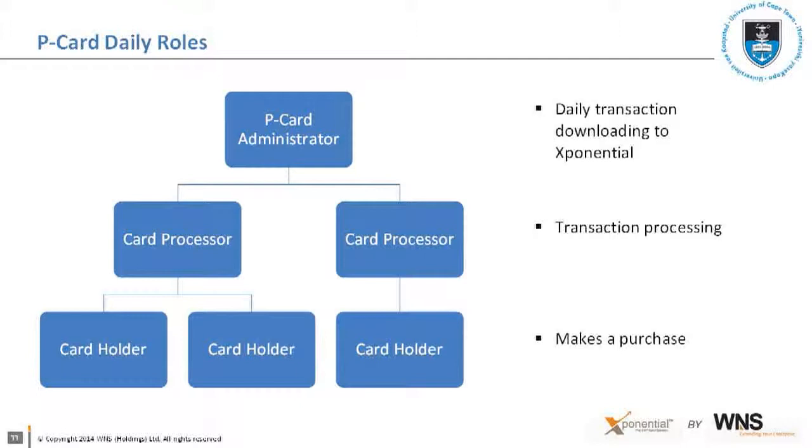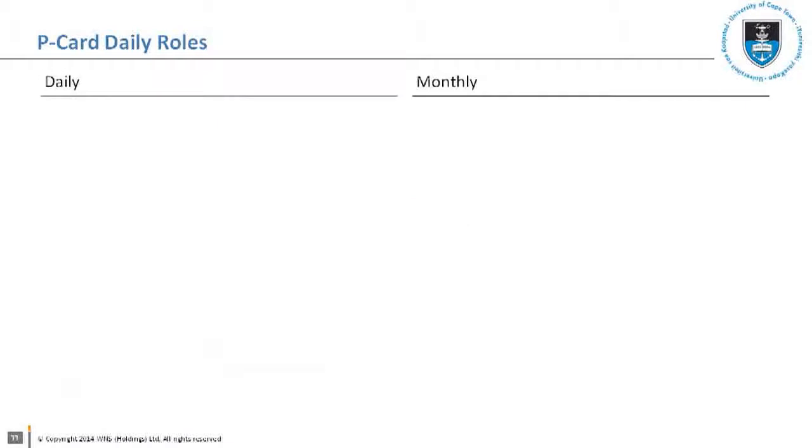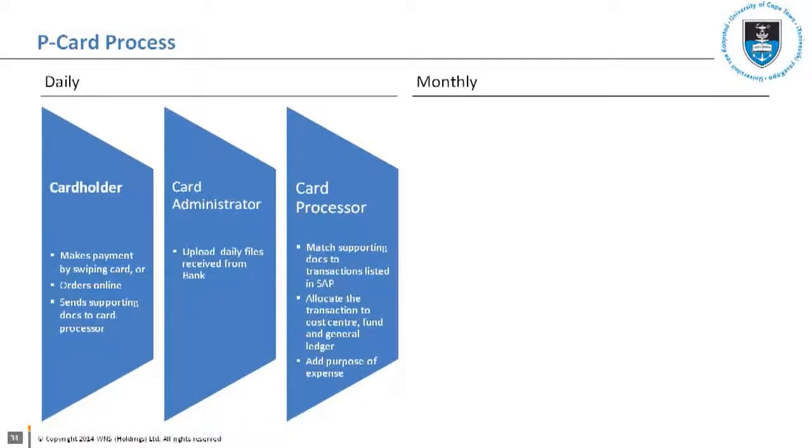In other words, adds the cost allocation and some meaningful text and posts the transaction. So our reporting actually happens after the event, but nevertheless that is able to happen from within Xponential, which is a huge plus for us because it can all be electronic. So we've got the daily process here, which is, as I've said, the cardholder would make a payment either online or by swiping their cards.